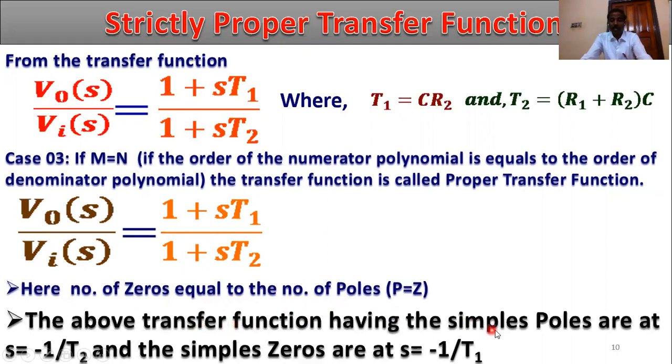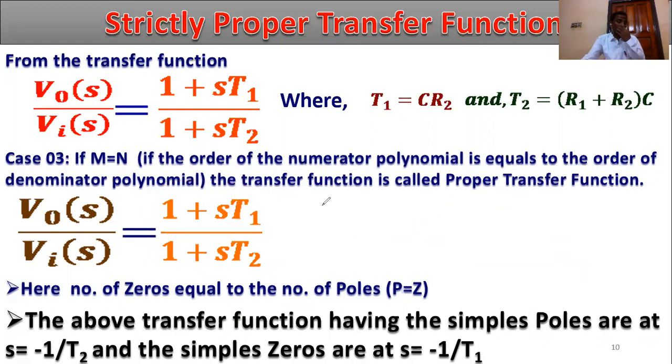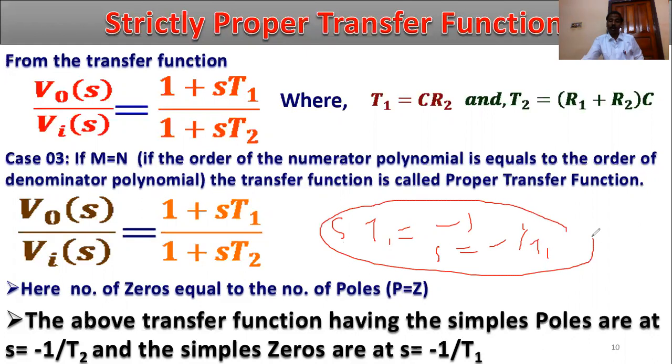The above transfer function has a simple pole at s equals minus 1 by T2. Simple pole means this term 1 plus sT2 equals 0, that means s equals minus 1 by T2. Similarly, for the numerator terms, the simple zero is at what position? s equals minus 1 by T1. Similarly, 1 plus sT1 equals 0, then sT1 equals minus 1, and s equals minus 1 by T1. This is the position of the zero.